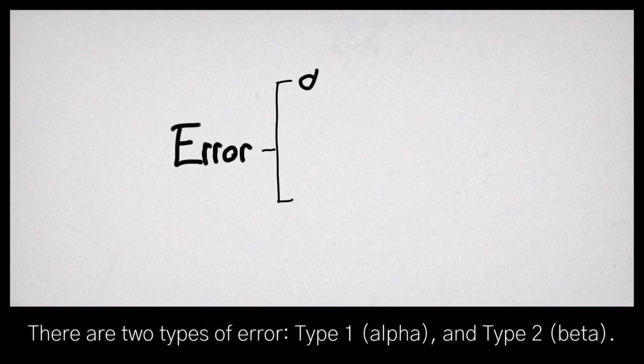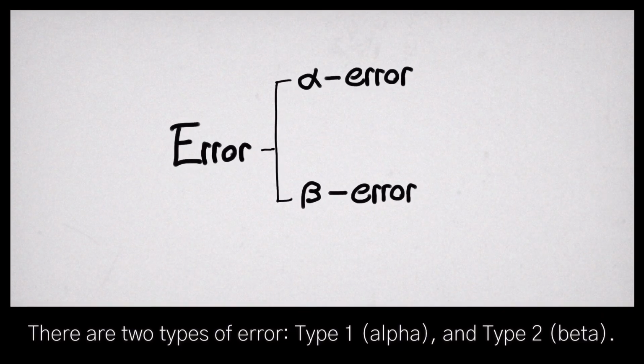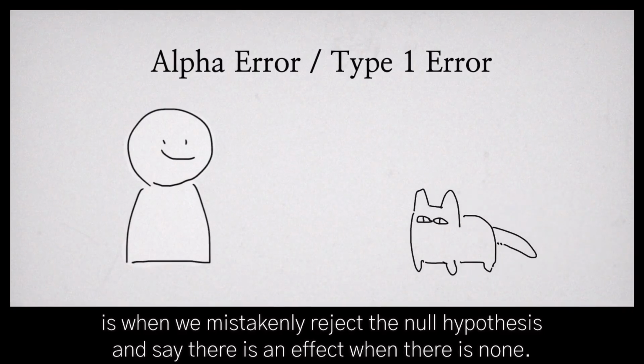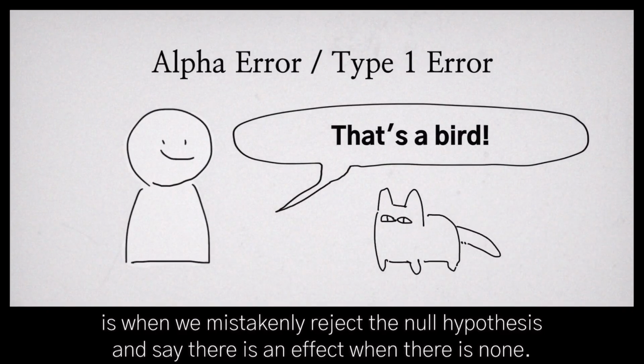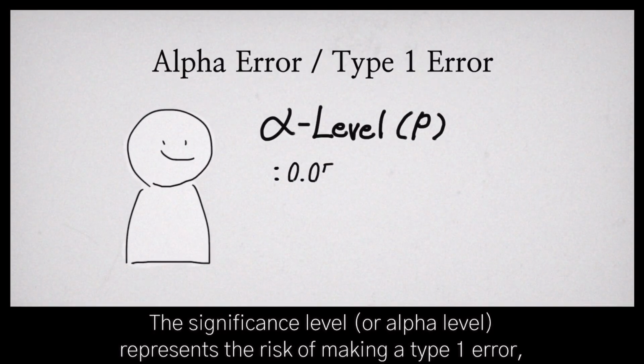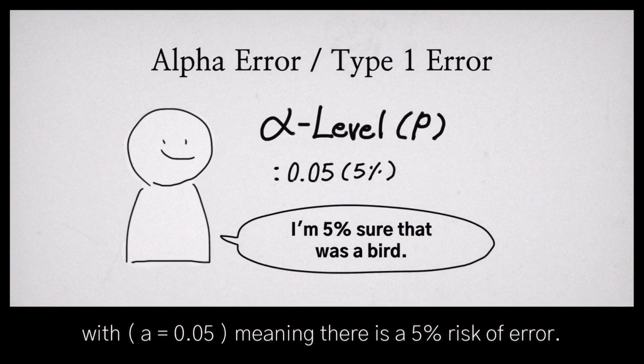Of course, we should always be careful of reporting on an error. There are 2 types of errors, type 1, alpha, and type 2, beta. Type 1 errors, better understood as false positives, is when we mistakenly reject the null hypothesis and say that there is an effect when there is none. The significance level, or alpha level, represents the risk of making a type 1 error, with an alpha level of 0.05 meaning that there is a 5% risk of error.